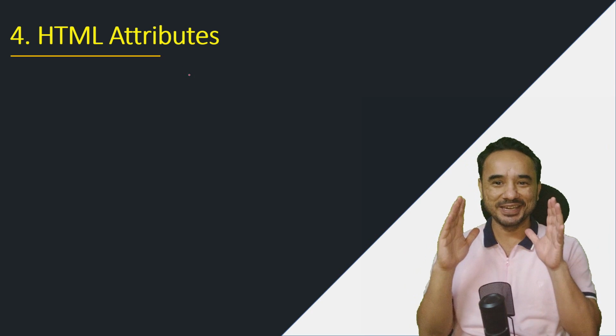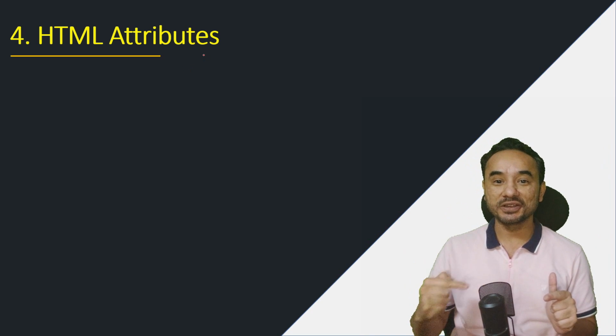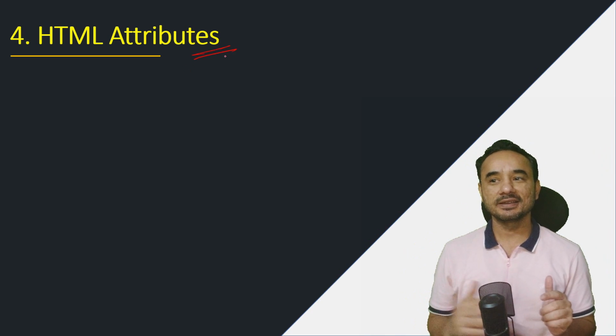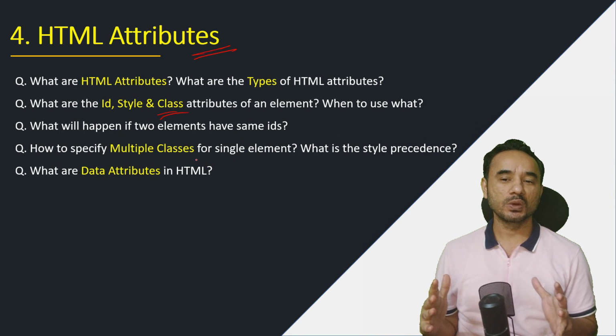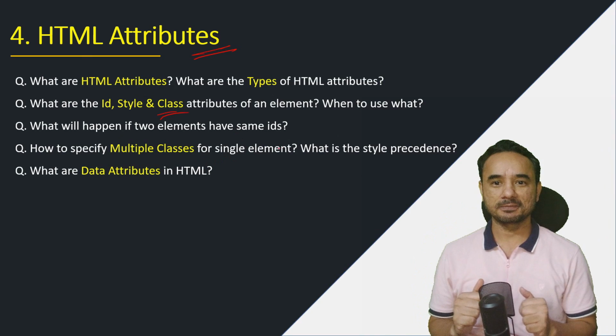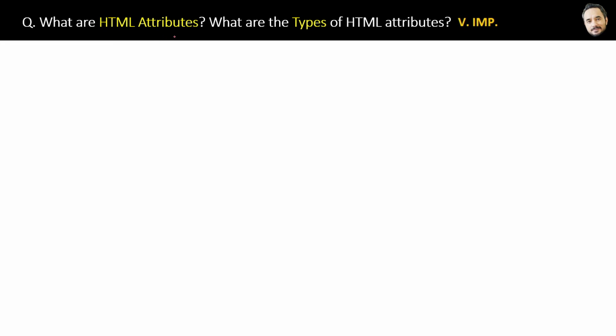All right, here we are going to see questions about different attributes of elements like ID, style, class, attribute. Okay, so let's start with the first question then. What are HTML attributes? What are the types of HTML attributes?